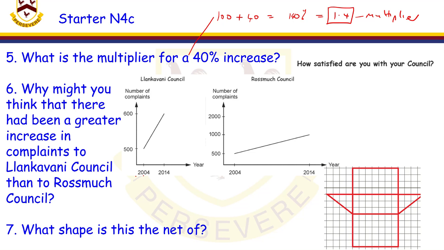Even though from 2004 to 2014 the numbers have increased by 100 here, but here they've increased by 500. So because it's steep, and why is it steep? It's because of the scale they use. If you look at the scale here, it's longer. So because of the scale, it creates a steeper gradient. And question 7, what shape is this a net of? Triangular based prism.